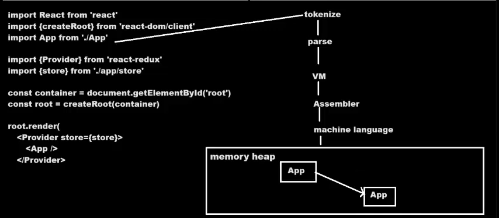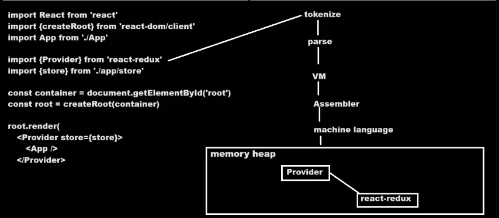Following statement, import App from App. Goes to JavaScript engine through process of tokenize, parse, virtual machine, assembler, machine language, and finished in memory heap as App, a reference to App. It is a location in memory heap. Reference points to value.